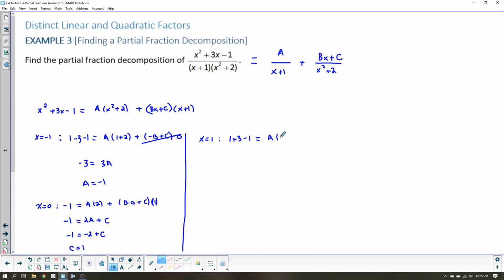The result is 3, but 1 plus 2 plus b plus c times 2. All right, then we get 3 on the left, and 3a plus 2b plus 2c. And we can go ahead and plug in our values for a and c then. So 3 equals negative 3 plus 2b plus 2.